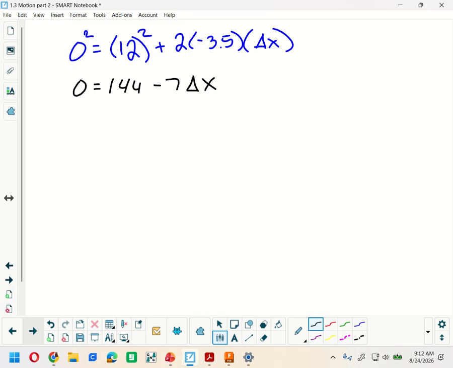I need to get my delta x by itself. So this piece right here needs to be isolated. To undo this, I need to start by getting rid of my 144. How would I do that? Very good. So I'm going to subtract 144. Negative 144 is equal to negative 7 times my delta x. And to get my delta x by itself, I have to undo that negative 7. So I'm going to divide both sides by negative 7.